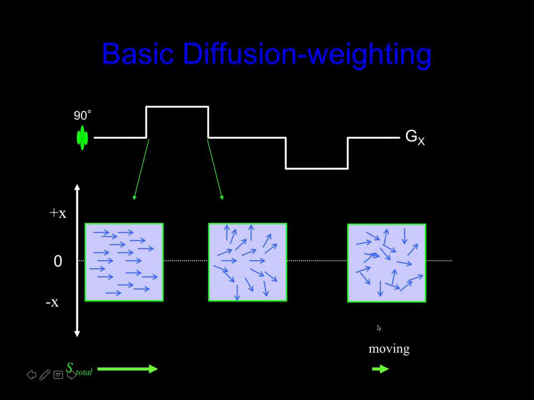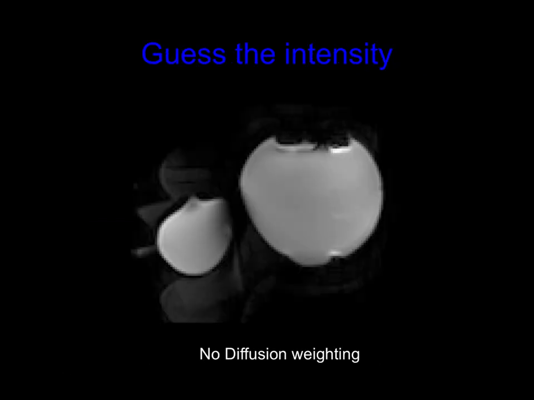Does that make sense to everybody a little bit? Okay. So now, to help apply this, get it solidified in your brain, I've got two objects here. This one has just water in the big ball, and this one has a substance that's more like honey in it. So this is without diffusion weighting. You can see their intensity is very similar. So now if we add diffusion weighting, which one will be brighter?